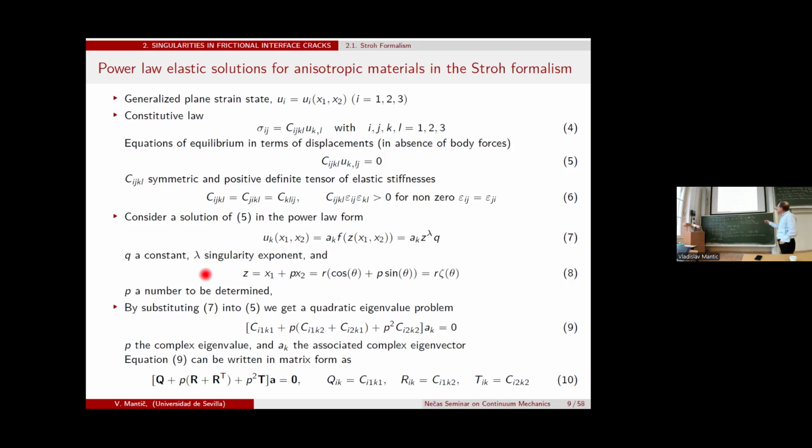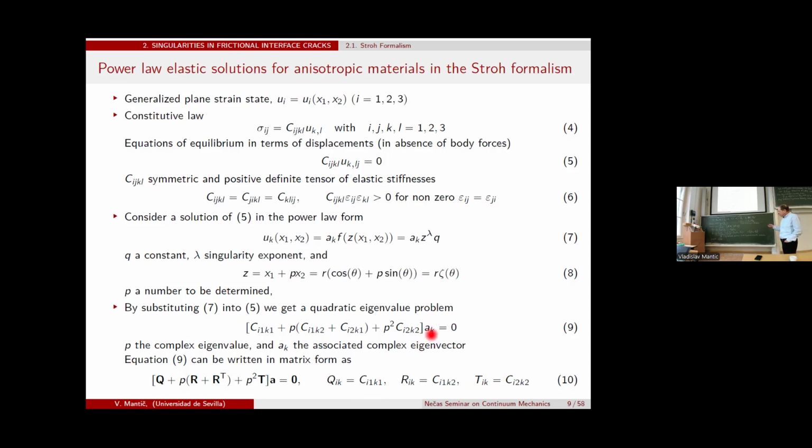We will also introduce this dimensionless variable, function of angle theta, zeta function. p is the number to be determined. If we substitute this expression, we consider a particular expression for the function f of this power law form. If we substitute this in the equation of equilibrium, we get a quadratic eigenvalue problem, which surprisingly is a real quadratic eigenvalue problem, but the solutions are complex numbers p, we call them complex eigenvalues, and the associated complex eigenvectors A.